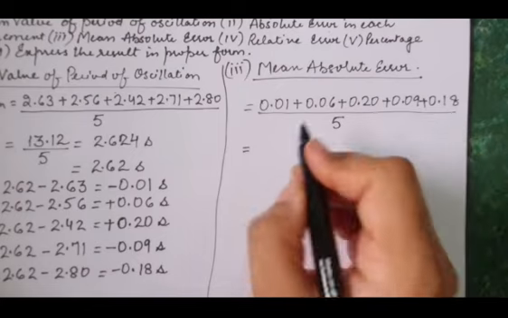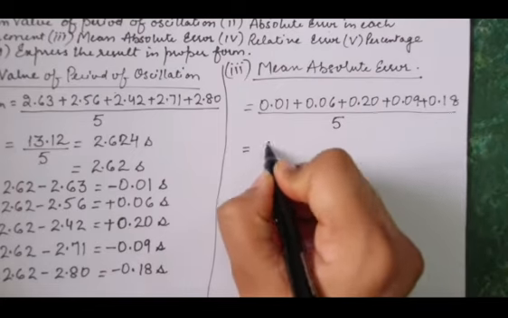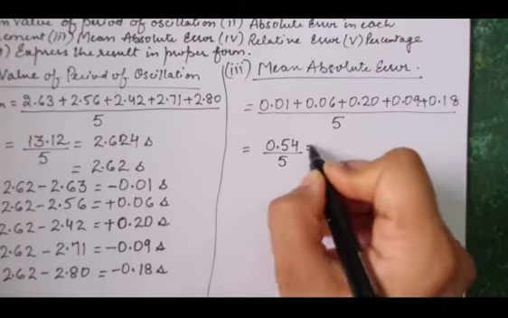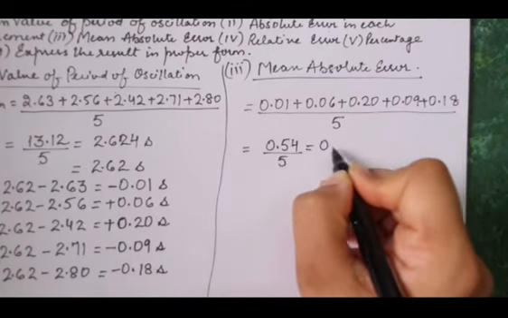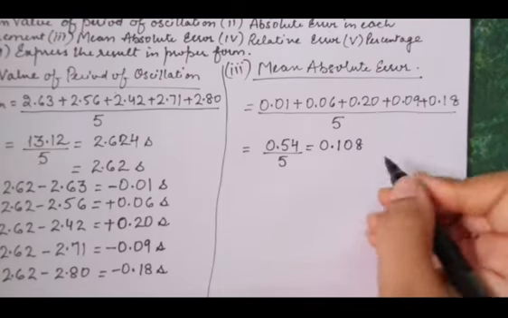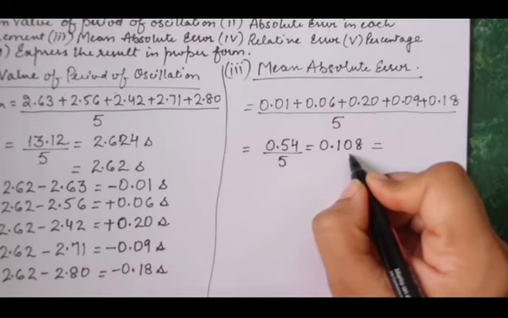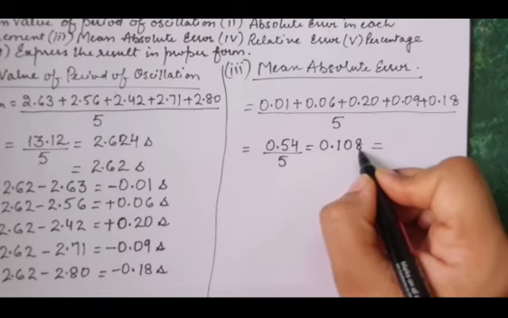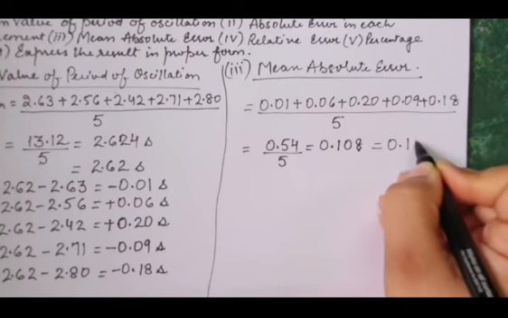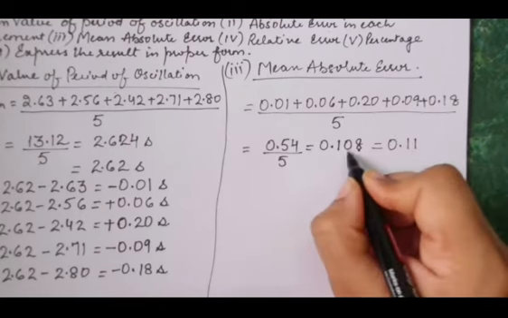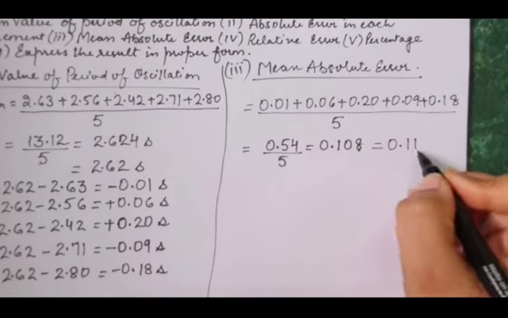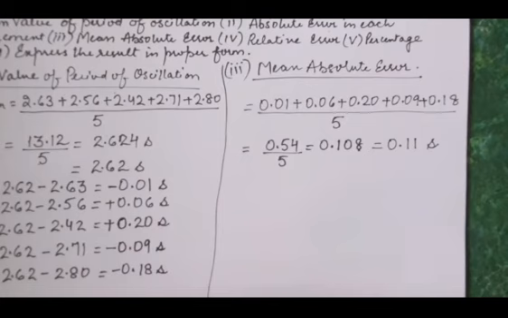When we add all this, we get 0.54. Dividing by 5, it's 0.108. Again, we have to round it off to 2 decimal places. The digit 8 is greater than 5, so the preceding digit will increase by 1. Instead of 0, I will write 1 here. So the mean absolute error is 0.11 seconds.